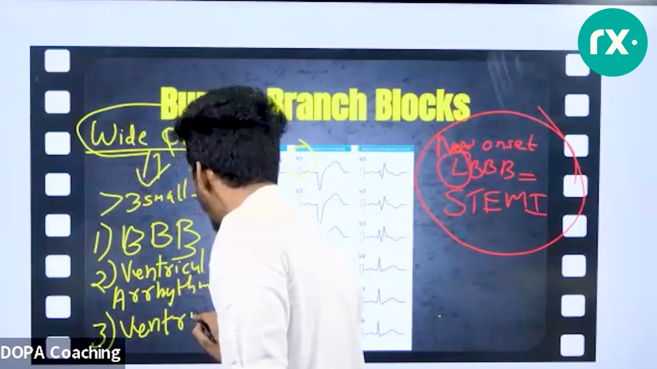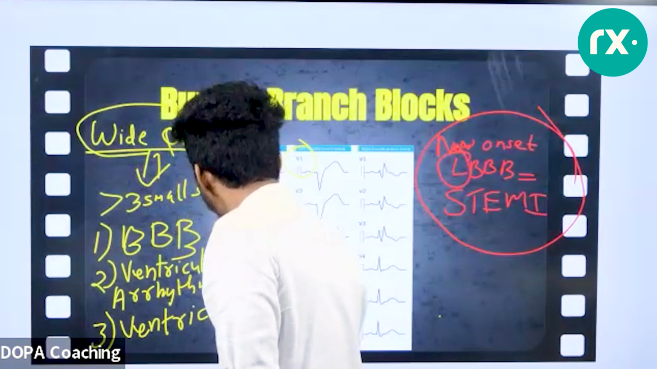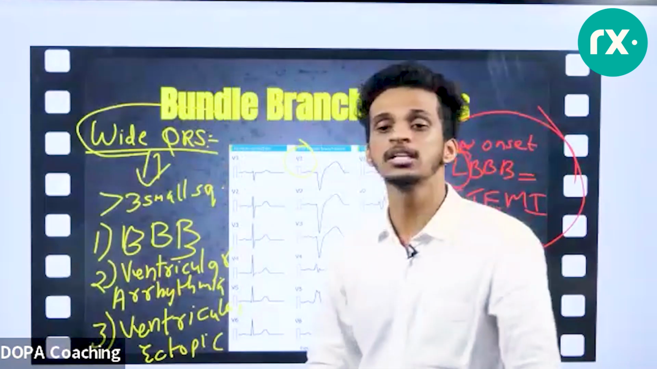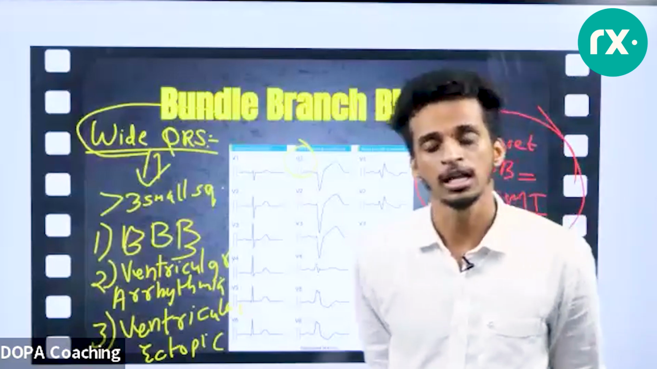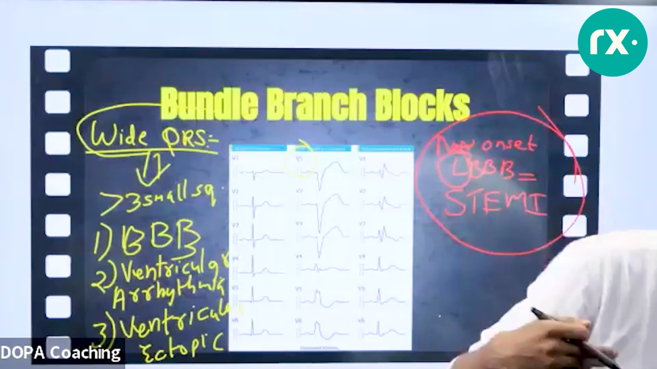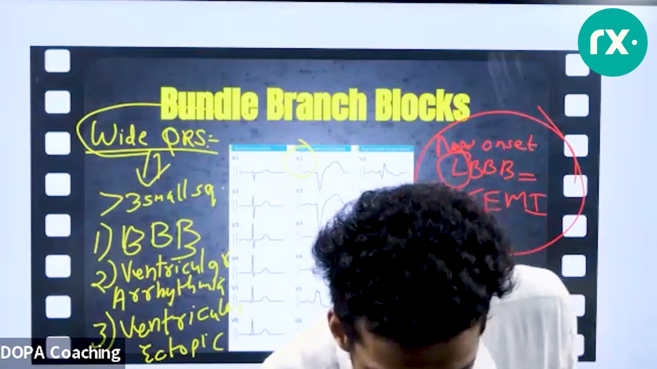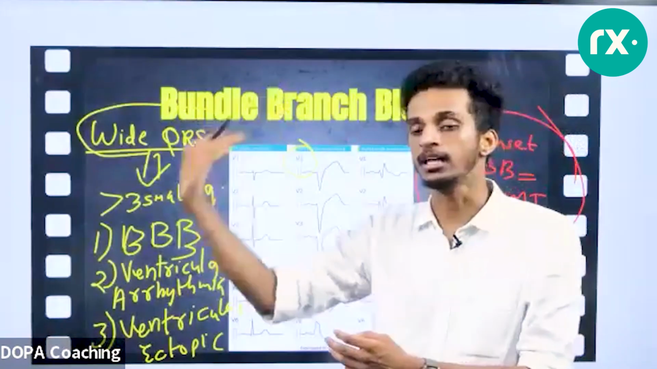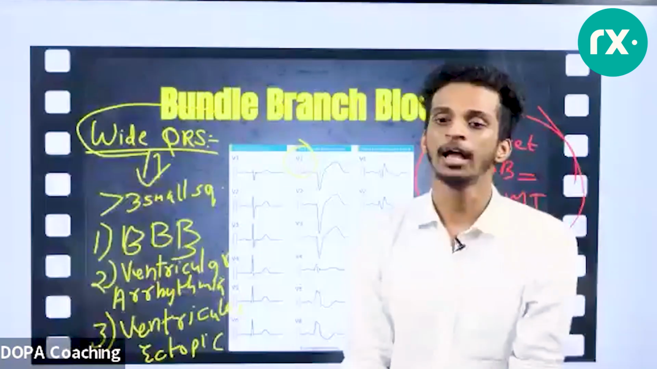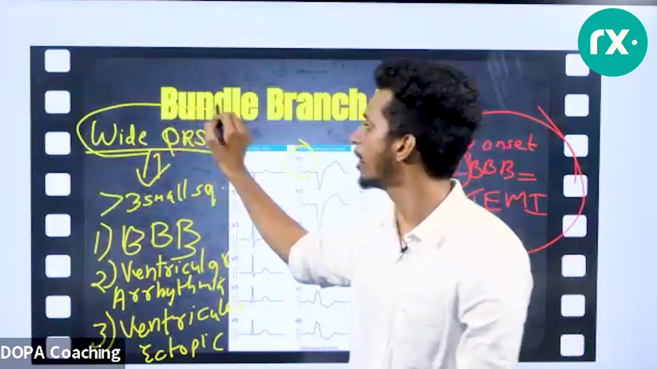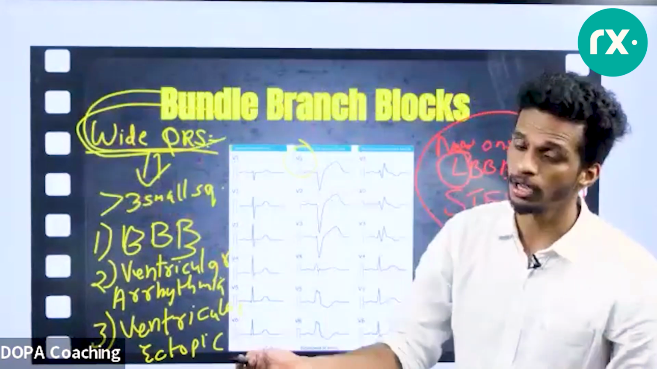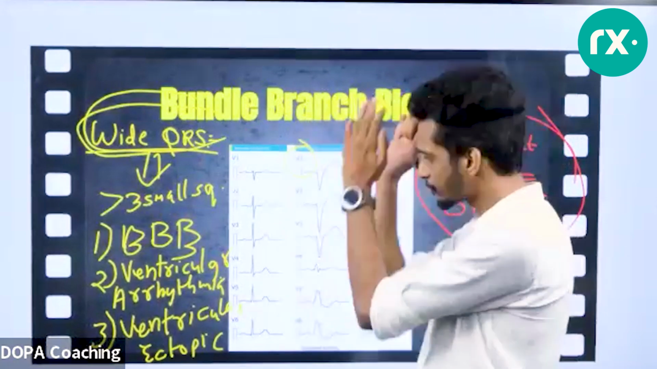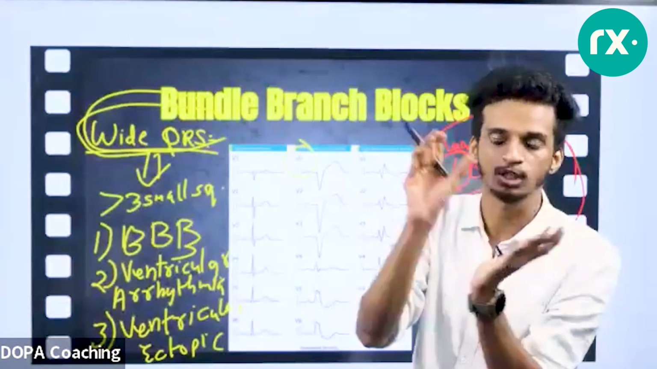So basically, the simple concept, even if you don't memorize this, is that anything arising from the ventricle will have a wide QRS, and anything arising from above the ventricle will have a narrow QRS. So whenever you see wide QRS in an ECG, what is wide QRS? Wide QRS means the length of QRS is more than 3 small squares. This is why I told you the duration of QRS there itself.